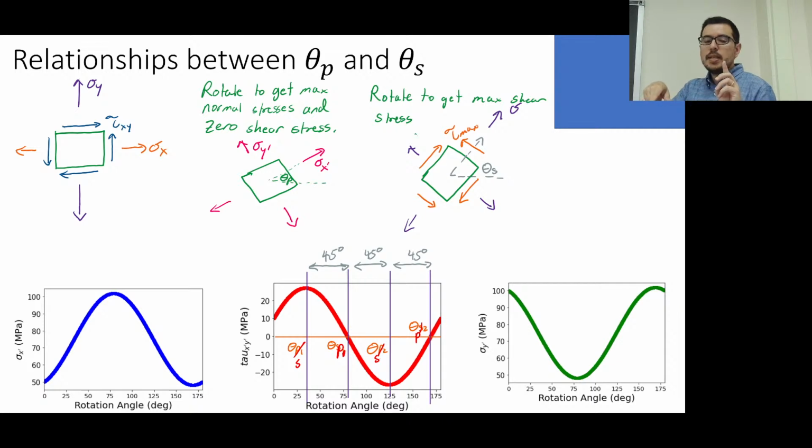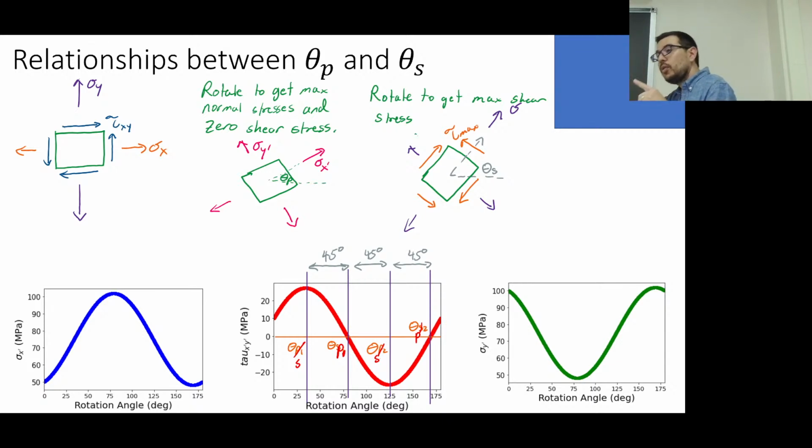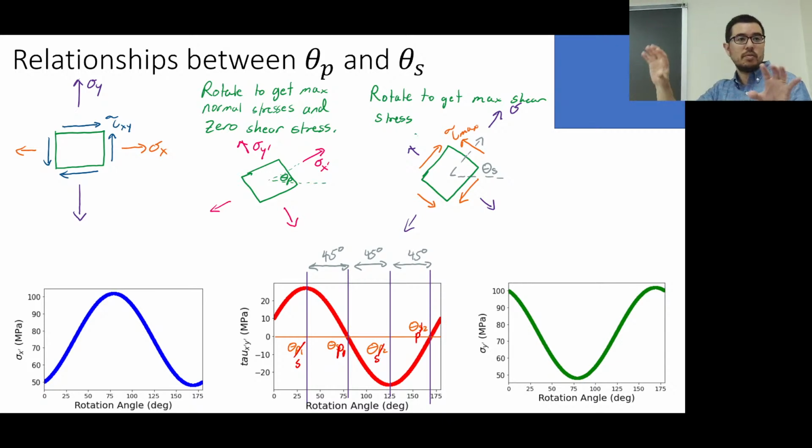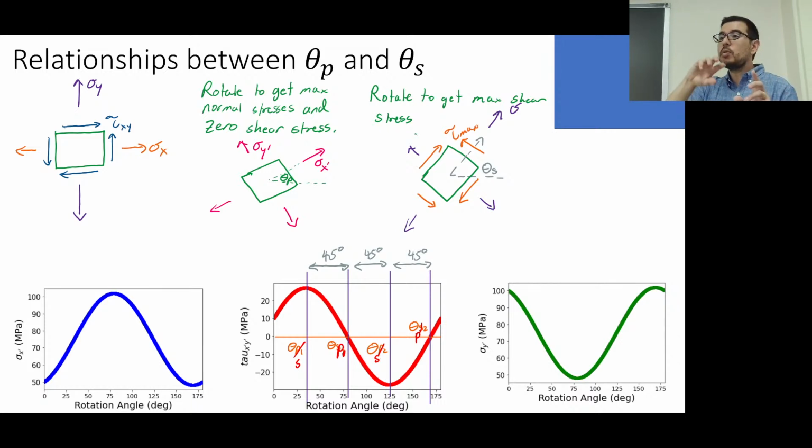Okay? You'll see that you can go from one state of maximum in-plane shear stress to another with a 90-degree rotation. And then you'll see that you can go from maximum in-plane shear stress to principal stresses, maximum normal stresses, with a rotation of 45 degrees. So 45 degrees ends up being kind of interesting, and we'll talk more about that.